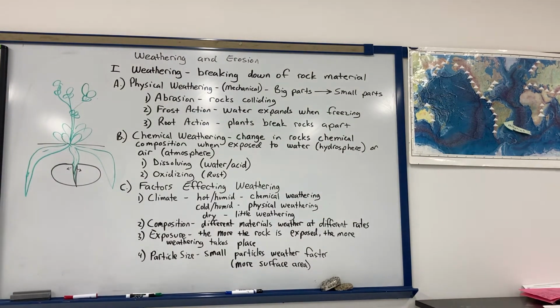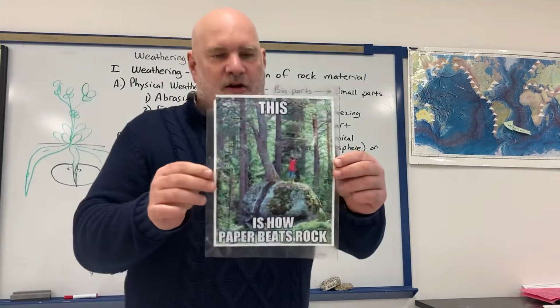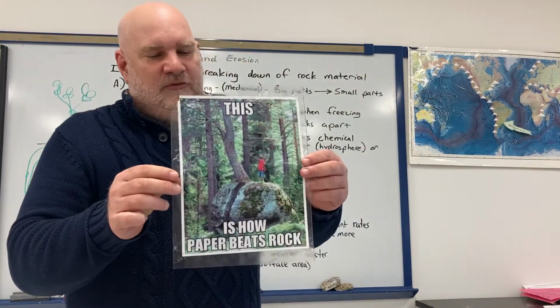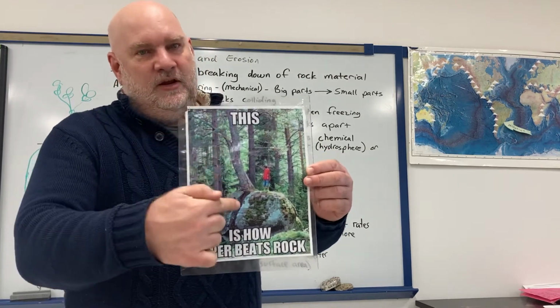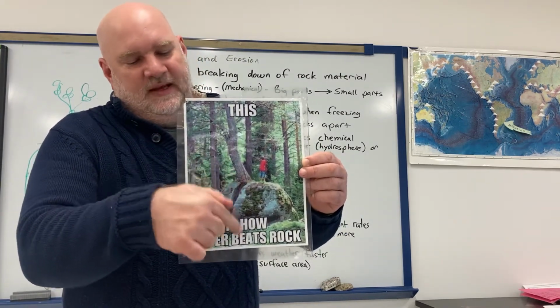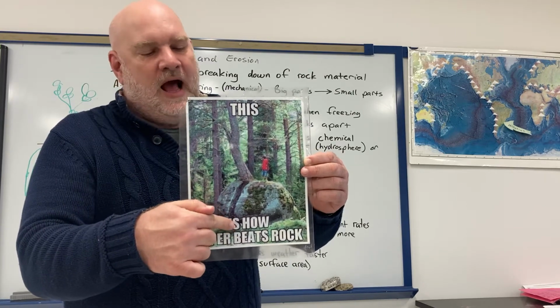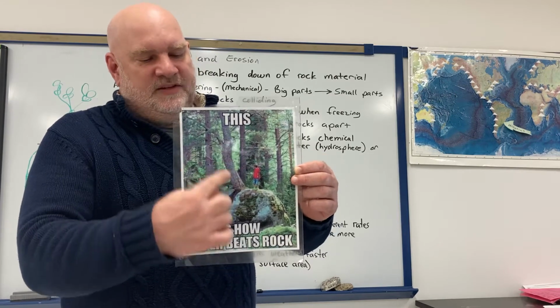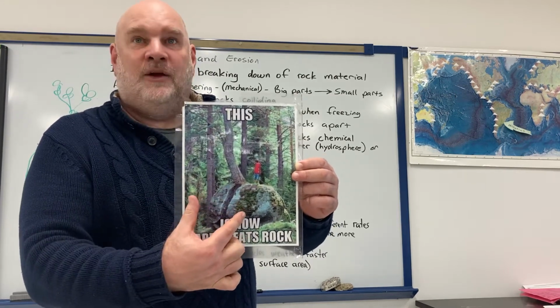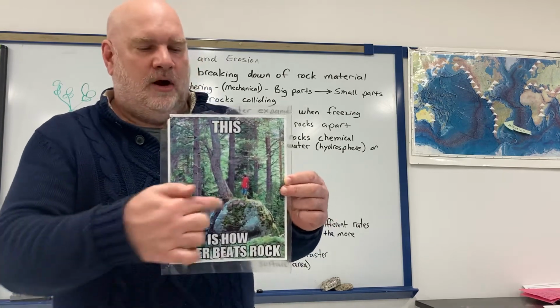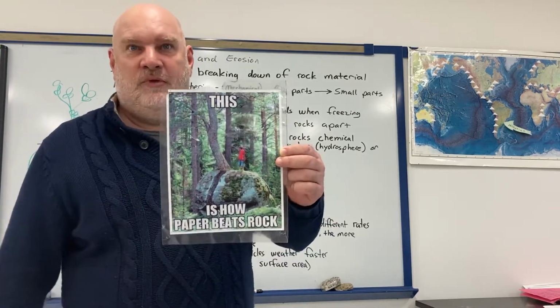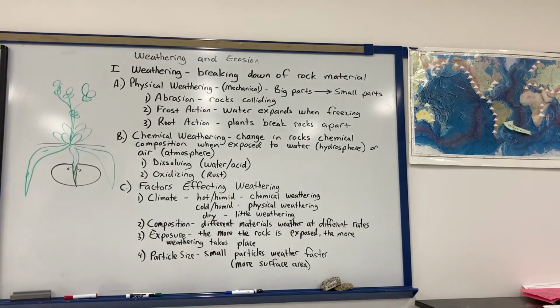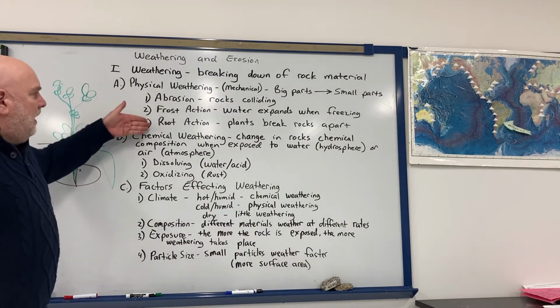And a good example of that is this picture right here. All right, if you ever wondered how paper beats rock. What happened here is apparently a seed or something got down into the crack of a rock, and as that seed grew into a tree and it got bigger, it pried the rock apart. So this big giant boulder is being pried apart by that tree. So that'd be an example of root action too. All right. So these are all types of physical weathering.